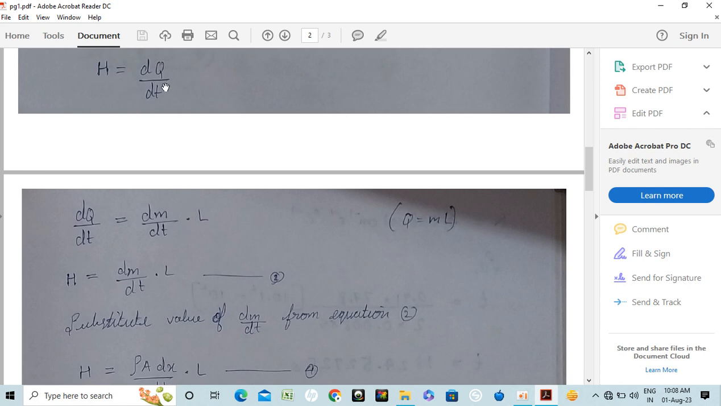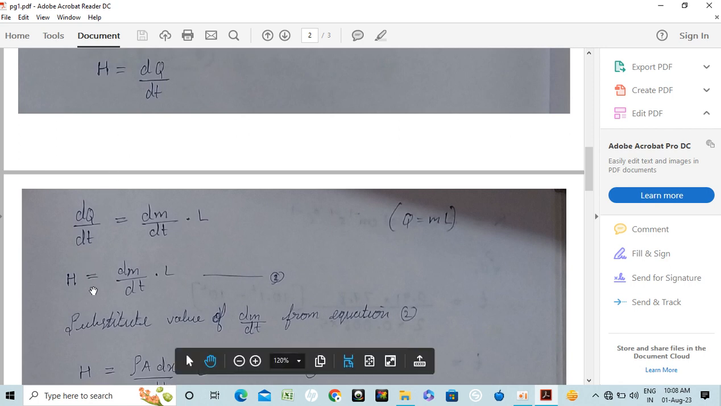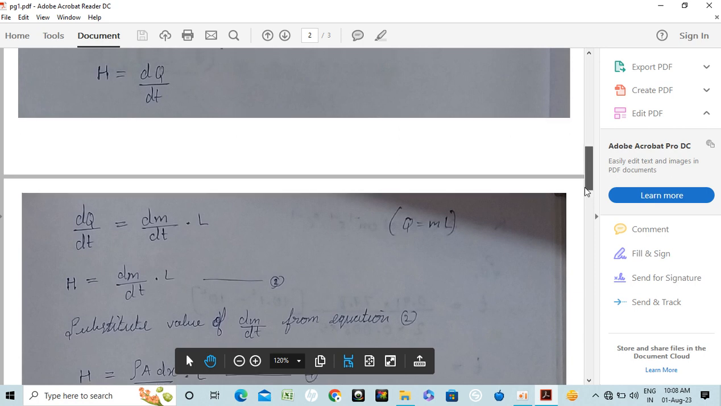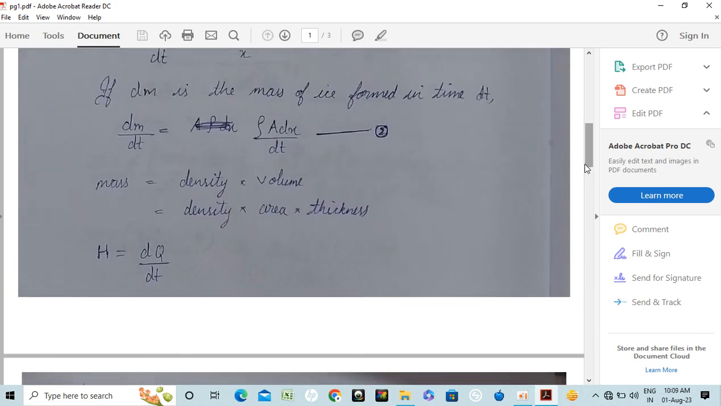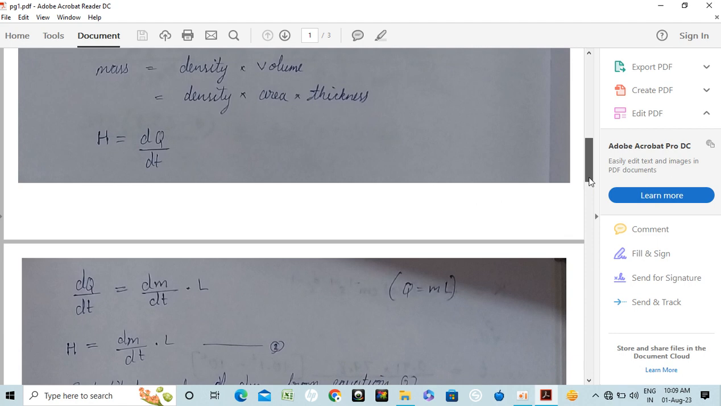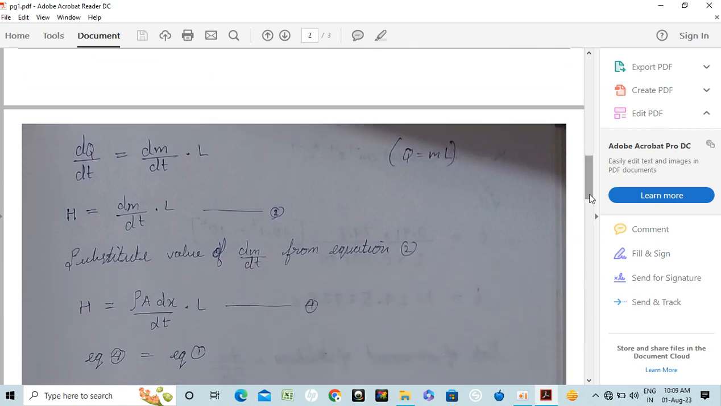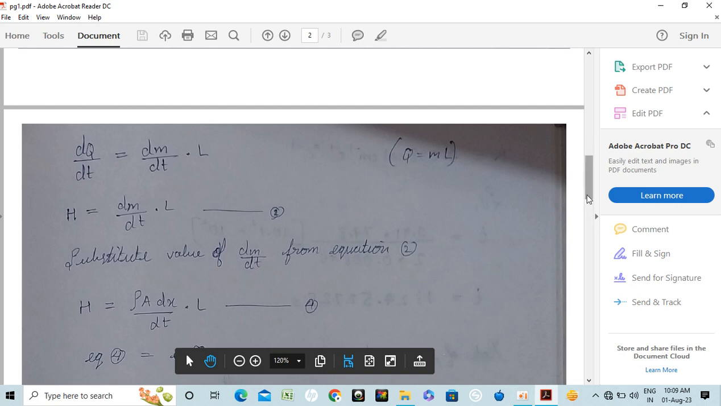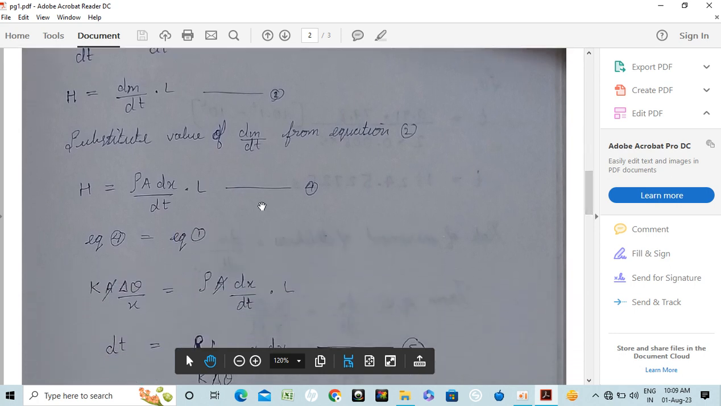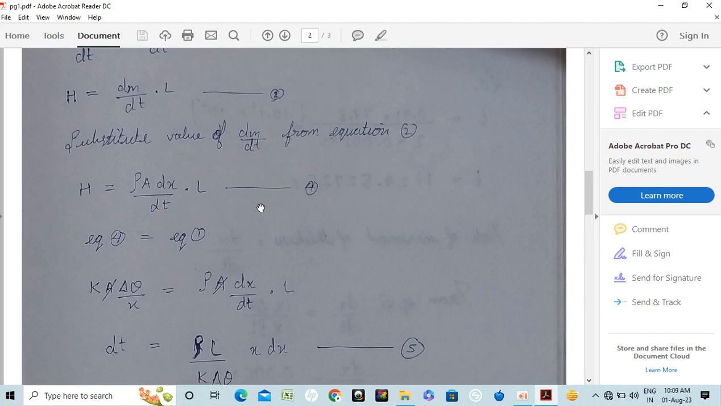Now this dQ by dt is already given, it is H. So replacing dQ by dt with H, we get H is equal to dm by dt times L. This is our equation number 3. Now we are substituting the value. We have already found the value of dm by dt from equation 2: dm by dt equals rho A dx by dt. So from this we substitute for dm by dt. We get H is equal to rho A dx by dt times L. This is our equation 4.